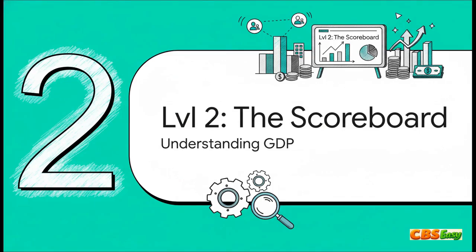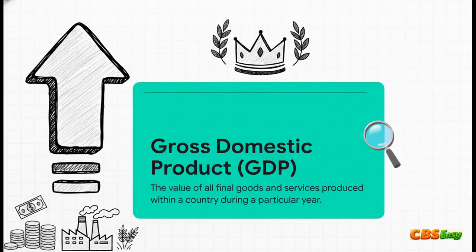Level 1 complete. Awesome. Now for level 2, checking the scoreboard. We know about the different sectors, but how do we actually measure how big the whole economy is? How do we keep score? The answer, my friends, is GDP. To put it simply, GDP is the total money value of all the final goods and services produced in a country in 1 year. It's the grand total, the ultimate high score. It's how we know how big an economy is.